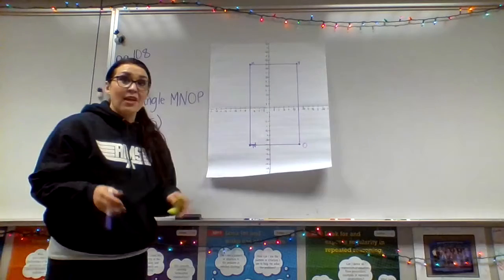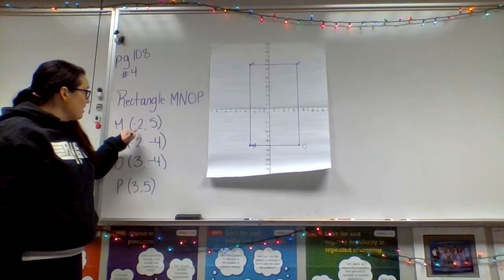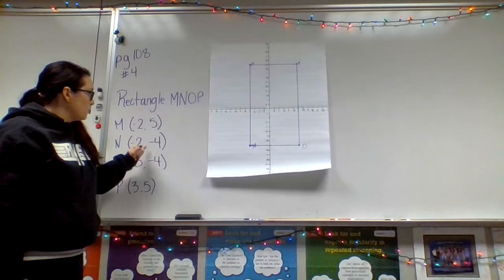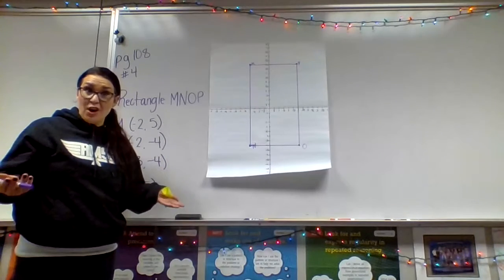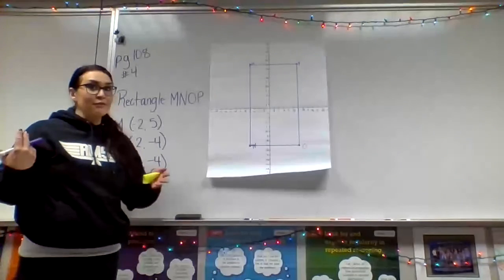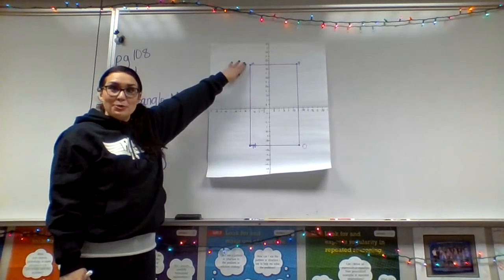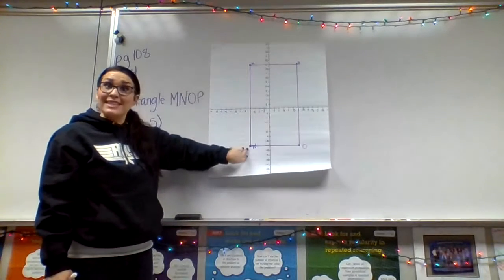All right, let's think about absolute value, my friends. I have -2, 5, -2, -4. So if I add the absolute values of 5 and -4, I get 9. And what that means, my friends, is that there is 9 units between point M and point N.